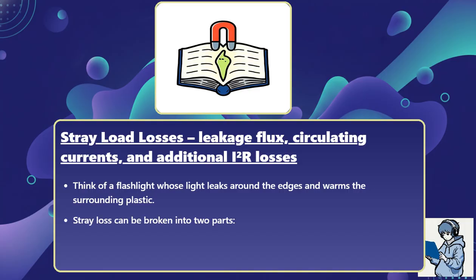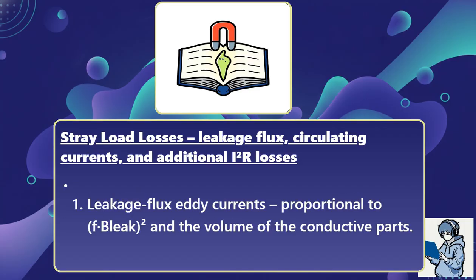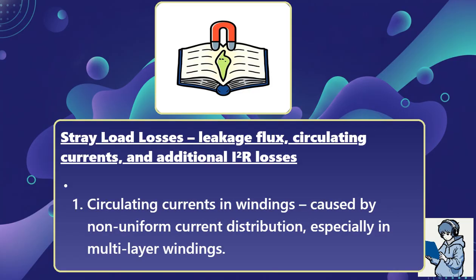The stray loss can be broken into two parts. Leakage flux eddy currents, proportional to f times B leak squared and the volume of the conductive parts. Circulating currents in windings, caused by non-uniform current distribution, especially in multi-layer windings.